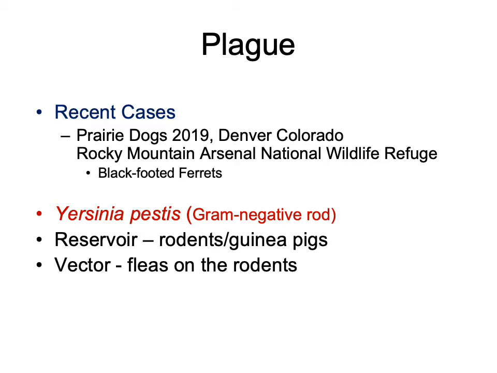plague in 2019. It is caused by Yersinia pestis, which is a gram-negative rod. The reservoir is often considered to be rodents, or it can be animals like prairie dogs or ferrets. It can be in guinea pigs. Oftentimes the vector is the flea. The flea will land on these rodents and, of course, suck their blood and bite them, and it will get in the flea, and that flea can transfer the plague to other animals as well as humans.